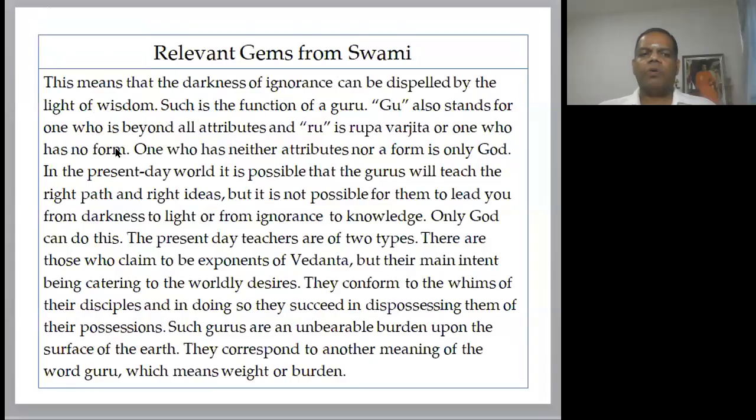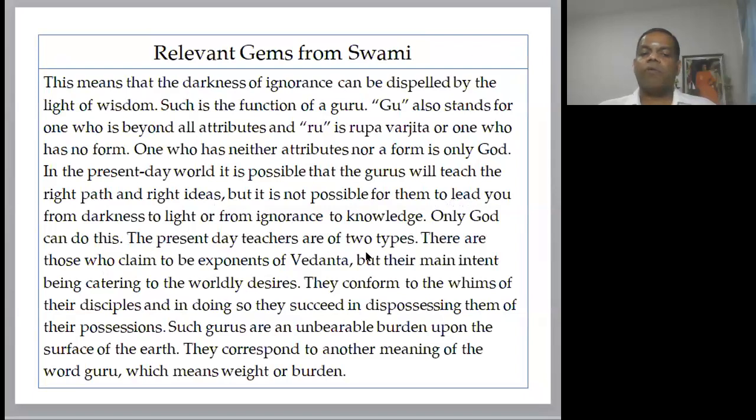Gu stands for one who is beyond all attributes. Gunathita, that's the word Swami would have used. And Ru is Rupa Varjita, or one who has no form. One who has neither attributes nor a form is only God. In the present day world, it is possible that the gurus will teach the right path and right ideas, but it is not possible for them to lead you from darkness to light or from ignorance to knowledge. Only God can do this.